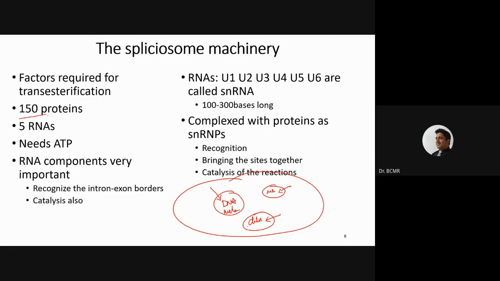It has so many proteins, about 150 proteins, and so many RNAs, say 5 RNAs. It's an active process, and the RNA components are involved in major functions of catalysis as well as recognition of the borders, the 5' splice site and the 3' splice site.